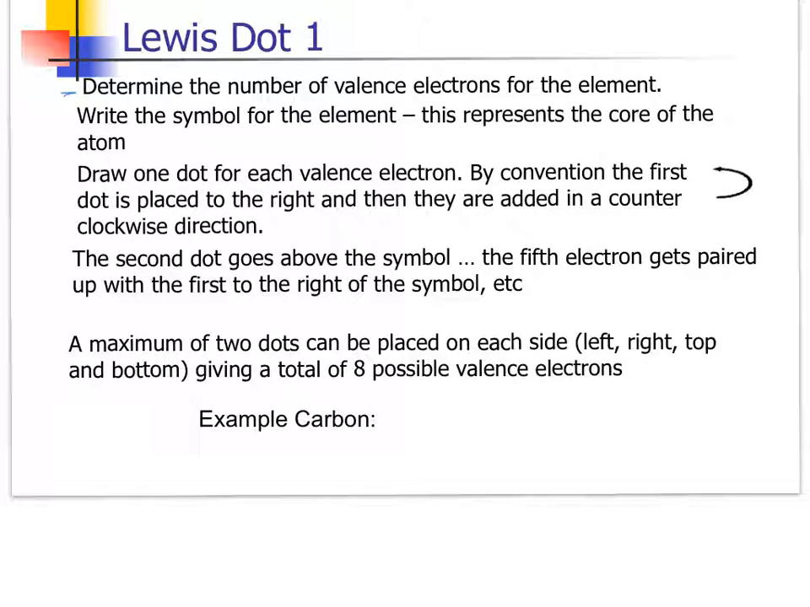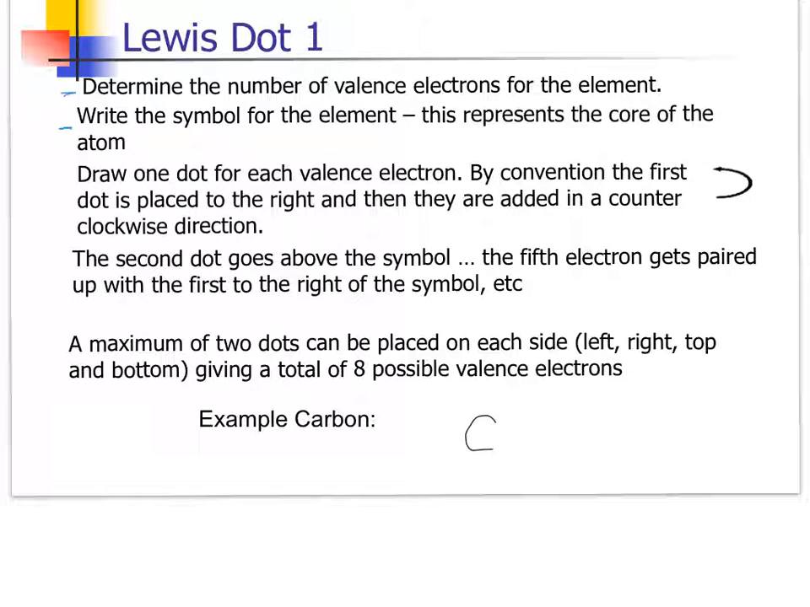Write the symbol for the element. That just represents the core. If we remember back to when we did Bohr models, all those extra rings and dots that we had to draw, they're not going to be used here. We're going to get rid of most of that and just write a C. And so that's what we're going to have. The next step says draw 1 dot for each valence electron.